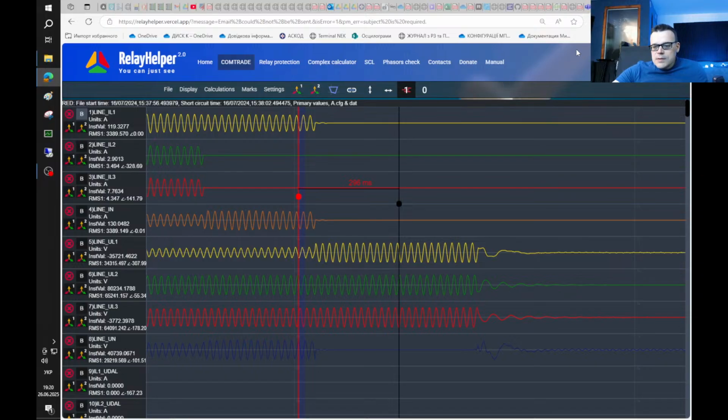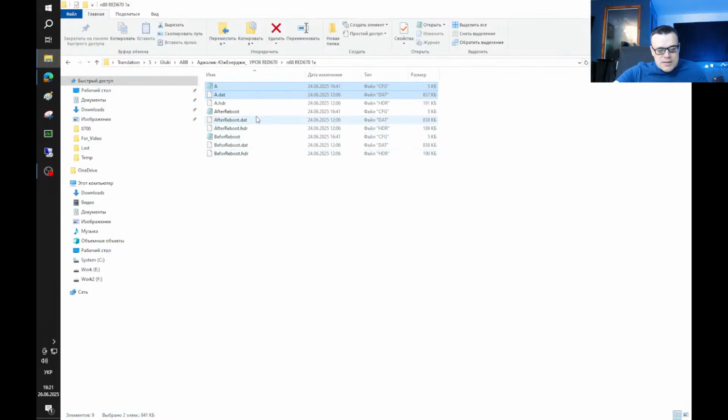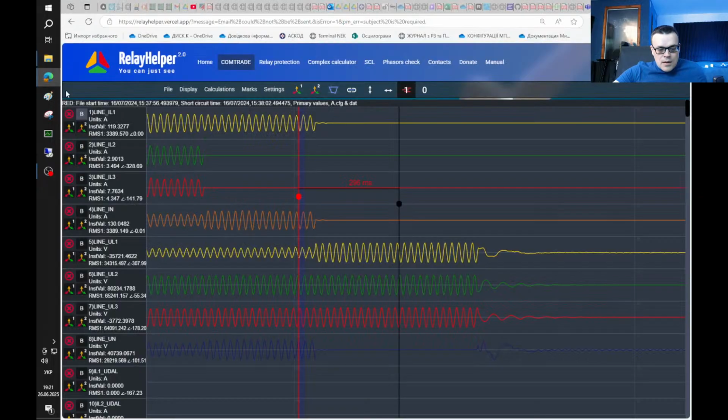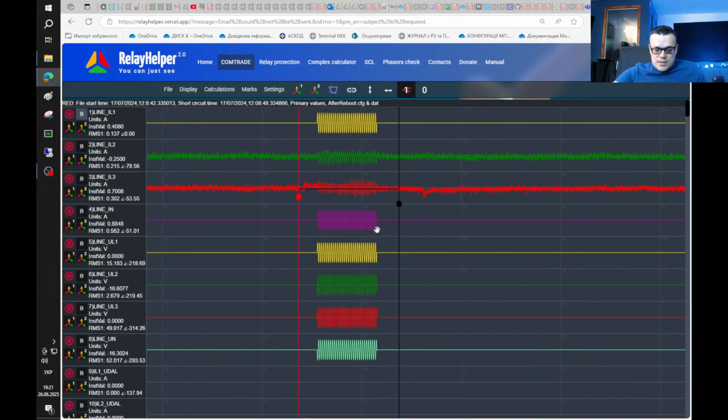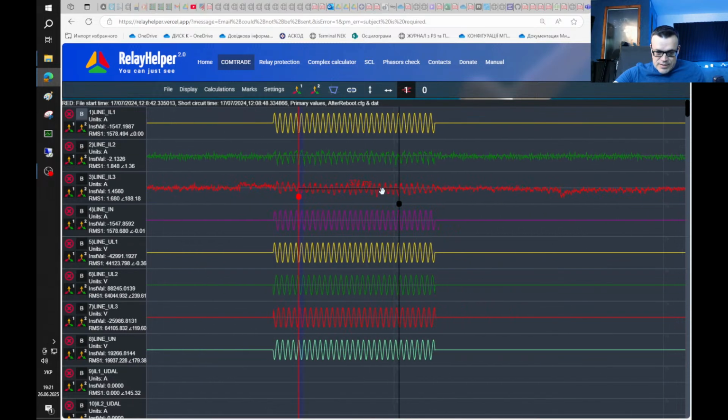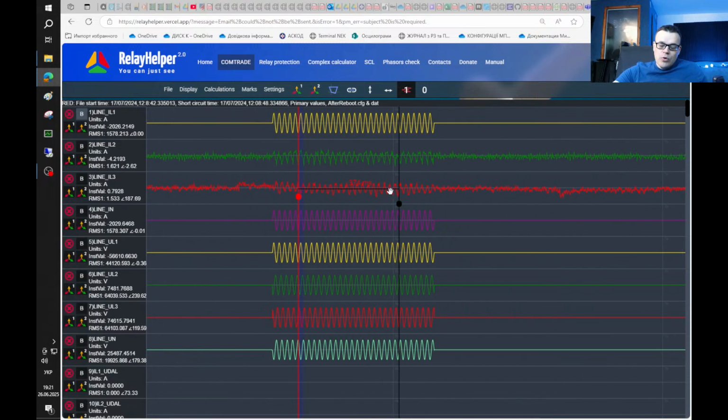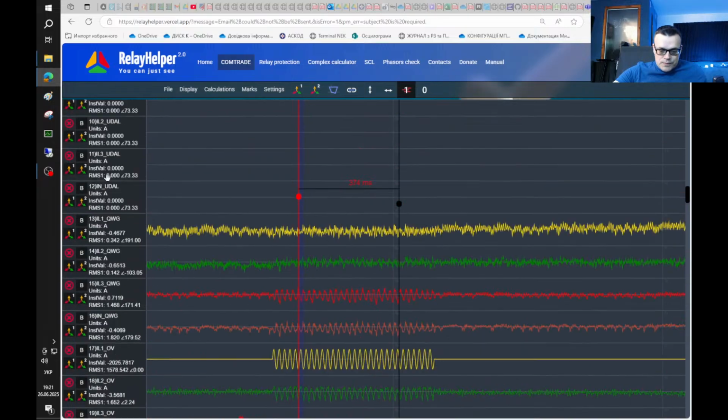So the relay was put out of service and tested. These are the test signals that were played in the relay before the IED reboot.